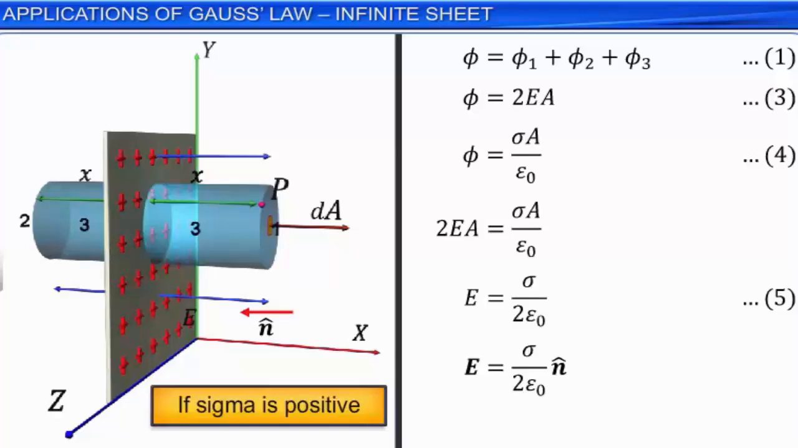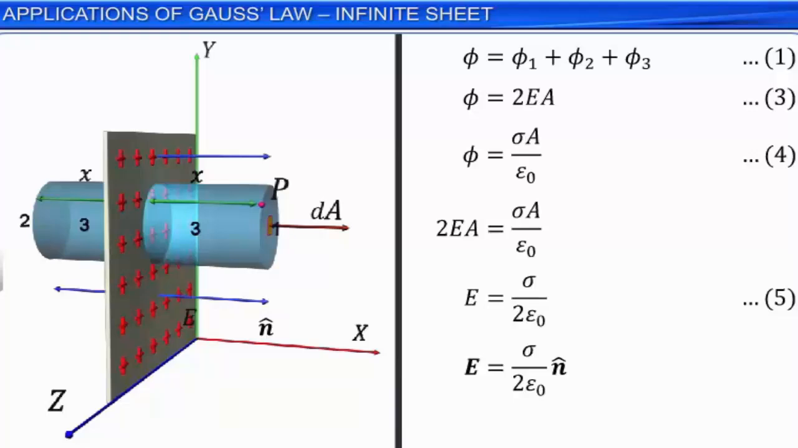Thus, for an infinite large planar sheet of charge, the expression for E, as given by equation 5, is approximately true in the middle regions of the planar sheet, away from the ends.